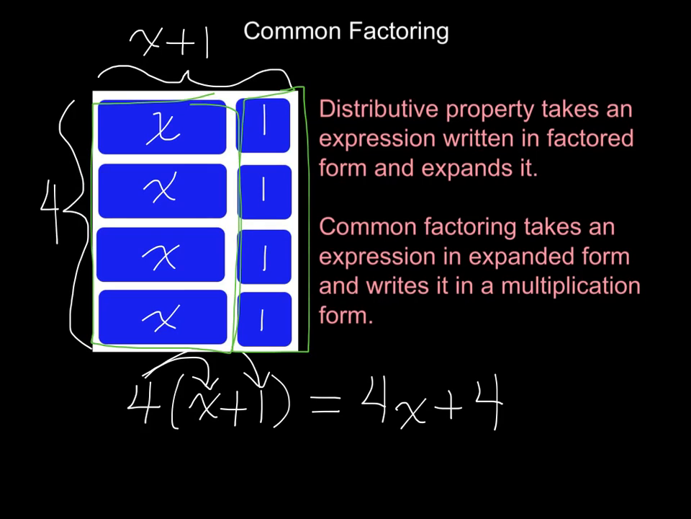So we can also do the reverse. If we start with 4x plus 4, we can work backwards to our original statement by noticing that both things are divisible by 4. In other words, 4 is the greatest common factor, or GCF.